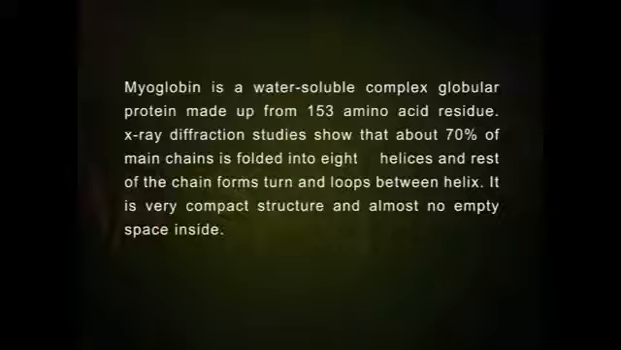X-ray diffraction studies show that about 70% of the main chain is folded into 8 alpha helices, and the rest of the chain forms turns and loops between helices. It is a very compact structure with almost no empty space inside. The interior of myoglobin is made up of nonpolar residues such as leucine, valine, methionine and phenylalanine. However, charged residues such as aspartate, glutamate, lysine and arginine are absent.